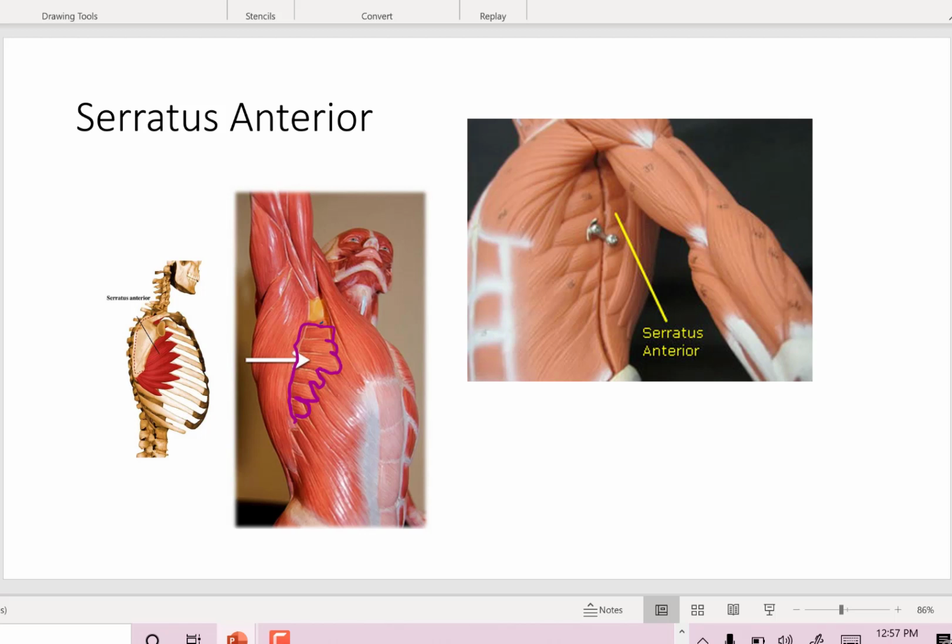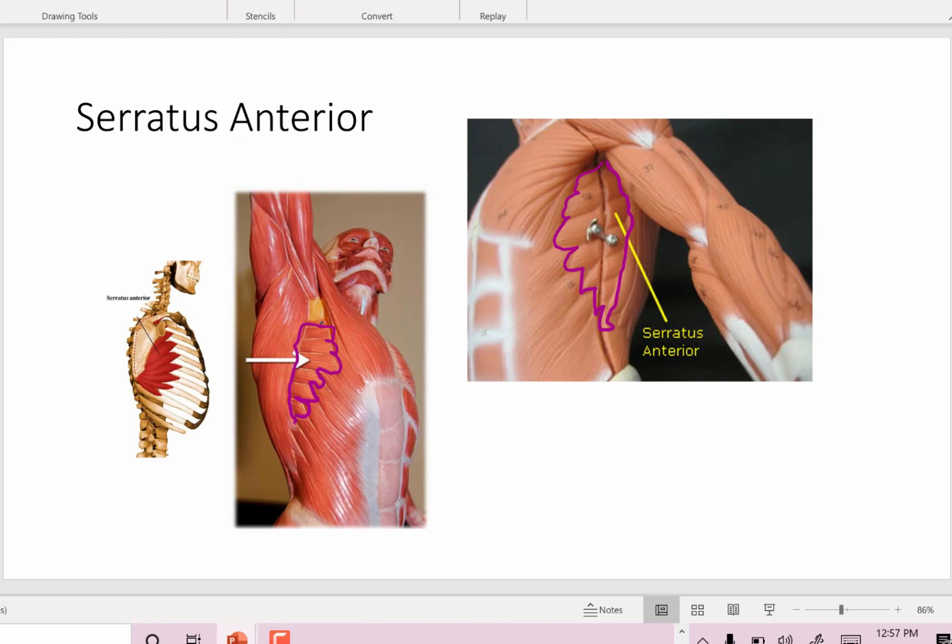The picture on the right is showing you another model, and we can again see the serrated edges of the serratus anterior, and I'm highlighting this muscle. Its origin is on ribs 1 through 8. It inserts on the medial border of the scapula, and that is why its actions are on the scapula. Please remember that muscles will pull the insertion towards the origin. Always insertion toward the origin.